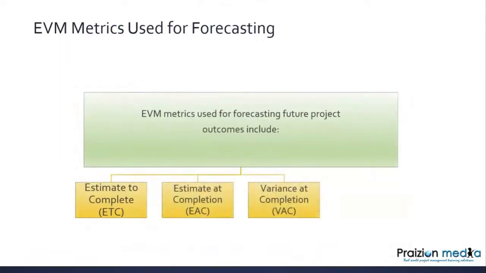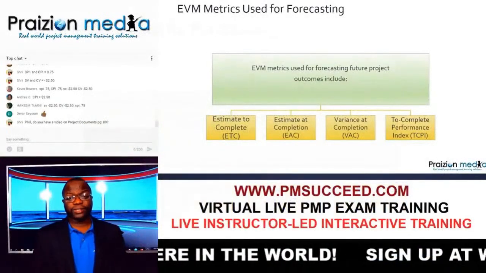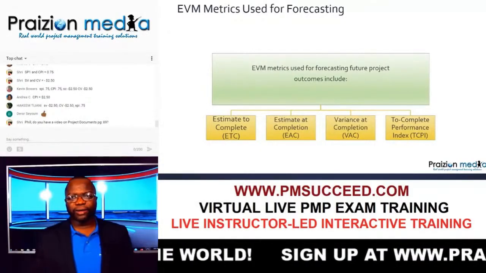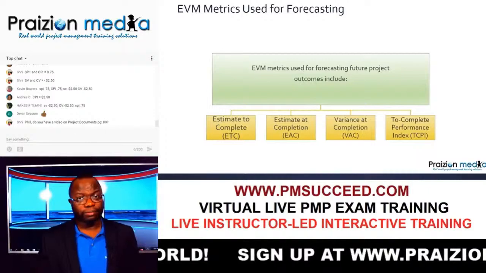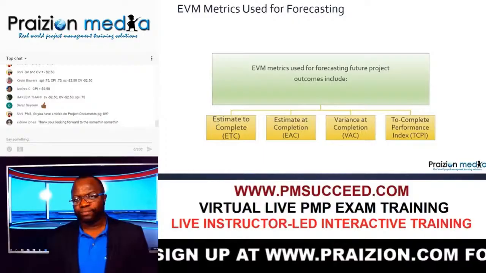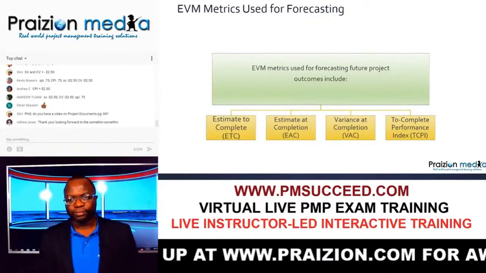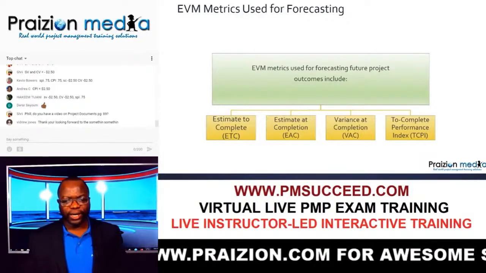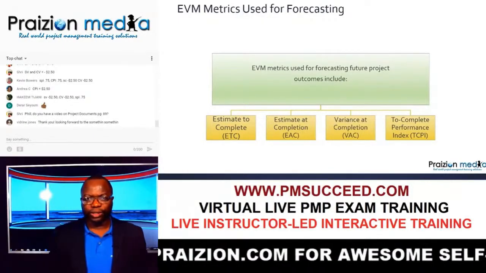Now we need to talk about the elephant in the room, the forecasting elephant in the room. It's where a lot of people get stuck at this juncture, and we need to address it, iron it out, and polish it up big time. So we're going to be talking about the ETC, the EAC, the VAC, and the TCPI.